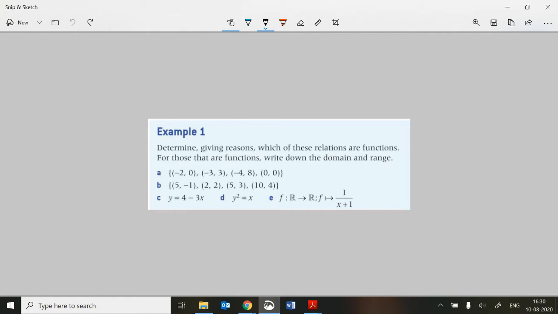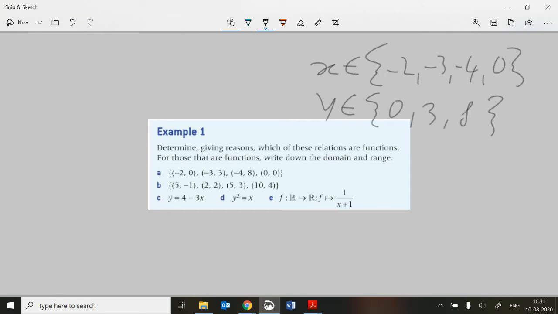Okay, so write down the domain and range. Well, the domain of this is all of the things which you can put in. So the domain, how could we say this? The x belongs to our set, which is -2, -3, -4, and 0. You might want to tidy that up by putting it in order, but that's completely fine. And our y values belong to all of the y answers here: the 0, the 3, the 8, and the 0 again. We only need to state the 0 once, so we've got 0, 3, and 8.